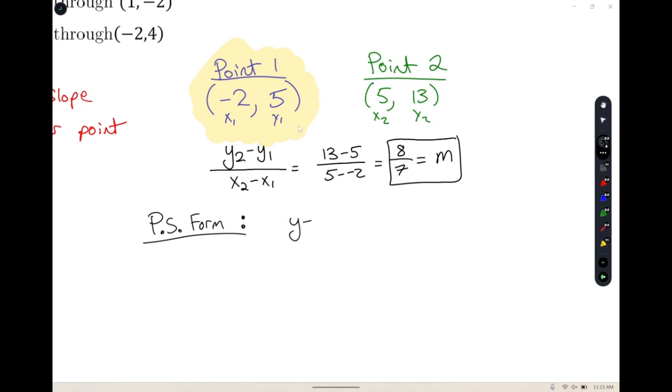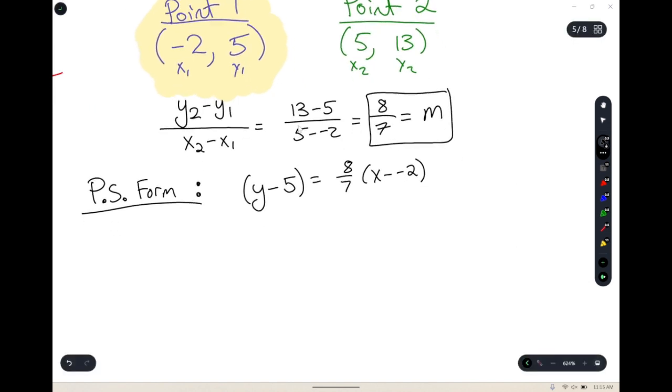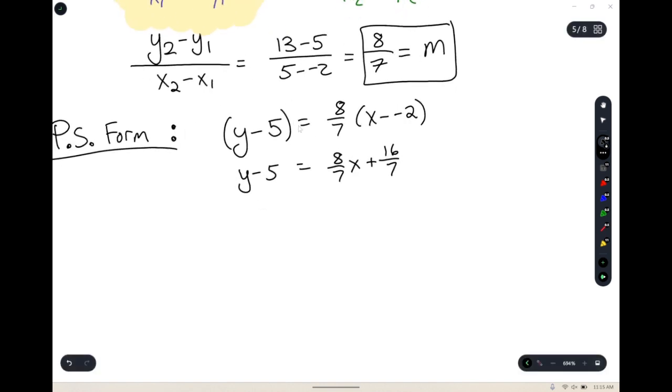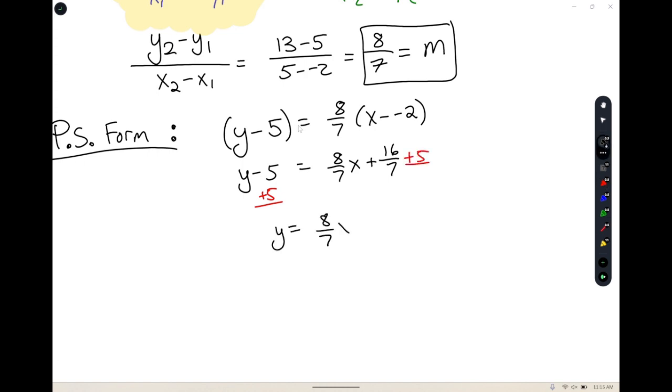y minus 5 equals x minus negative 2. And you've got to just do a little manipulation, a little moving stuff around. And then you've got to move that 5 over. y equals 8 over 7 x plus 35 plus 16, which is going to be 51 over 7.